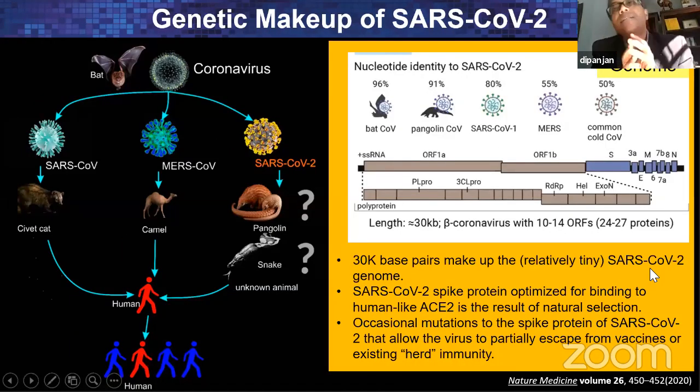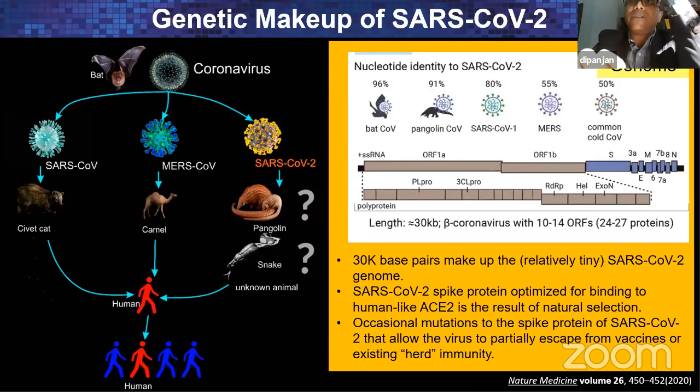The virus is a tiny virus. It's not really very big. The SARS-CoV-2 genome is only 30,000 base pairs, and its mutation rate is not that fast compared to some of the other viruses. It kind of mutates a little bit about every 2 days. SARS-CoV-2 uses a protein on its surface called the spike protein, or S protein, which is optimized for binding to a receptor in human cells called the ACE2 receptor. This is a natural selection. They bind and are taken up by the host cells, the human cells. That's our understanding of the virus so far.